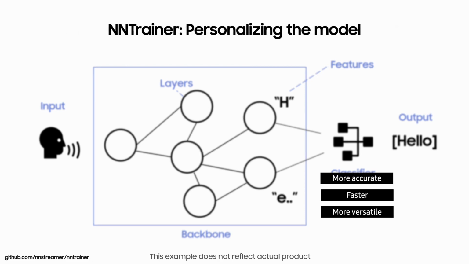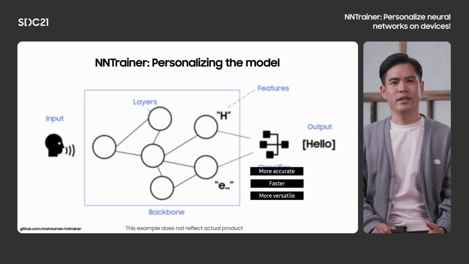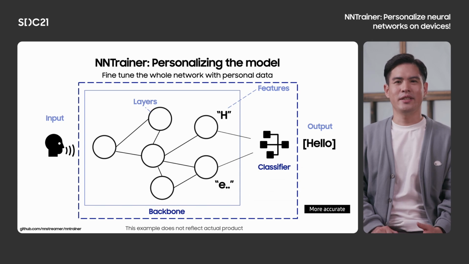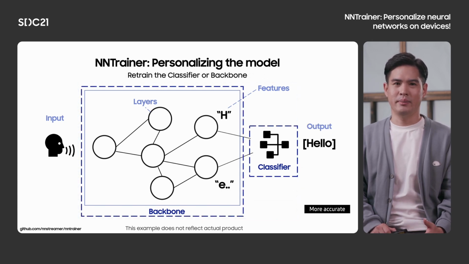Now, I'll talk about what NNTrainer can do to make the model personalized. NNTrainer can increase the accuracy for the user data, and NNTrainer can make the model faster, and of course, it can adapt to different tasks. First, NNTrainer can fine-tune the whole model with given user data just as other frameworks are able to.